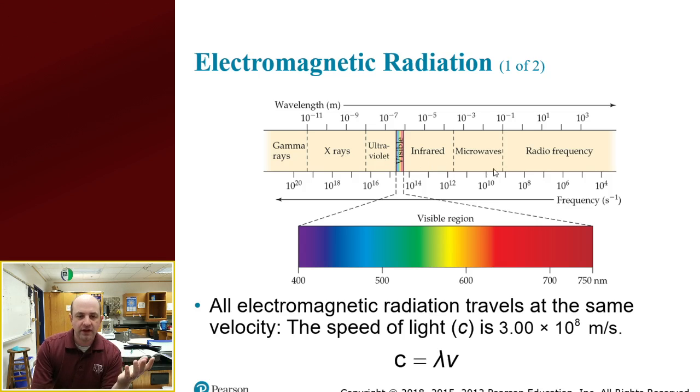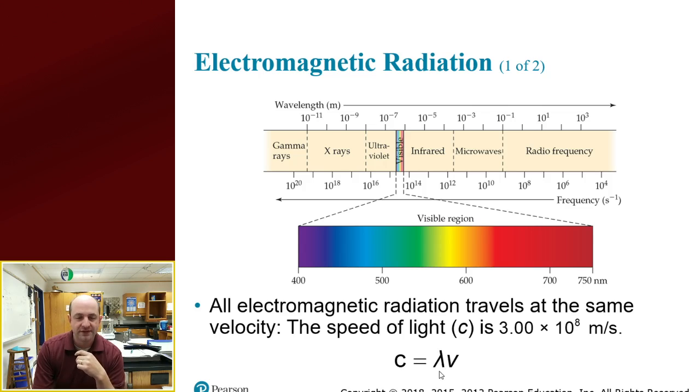So with electromagnetic radiation, light, it goes all the way from gamma rays all the way through radio frequency. Remember, visible light is just a small portion. And since it all travels at the same speed, the speed of light, 3.00 times 10 to the 8th meters per second, that gives us this equation, which I believe does appear on the AP reference sheet, that the speed of light, c, is equal to the wavelength times the frequency.